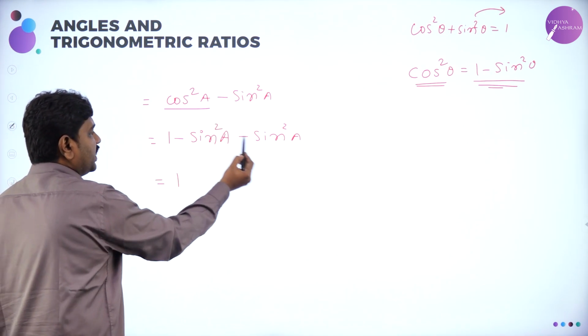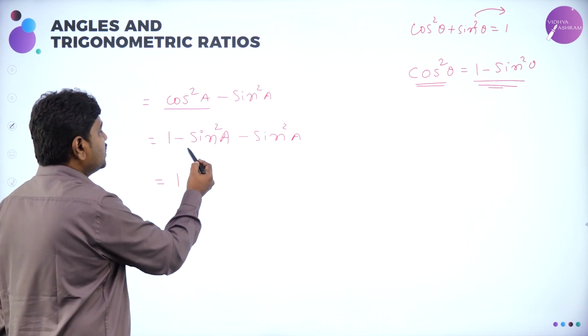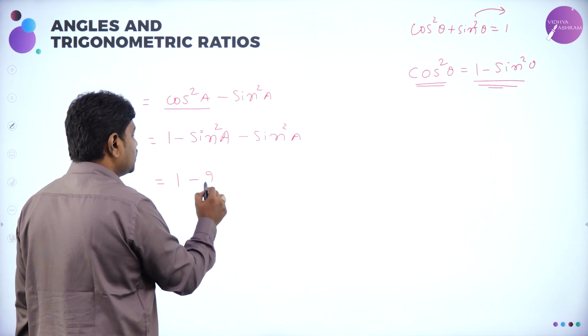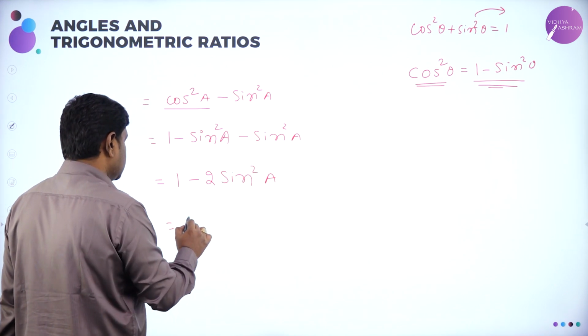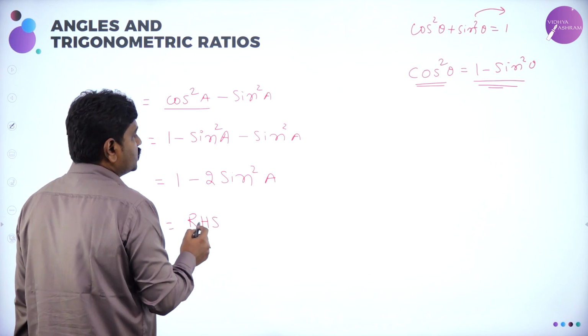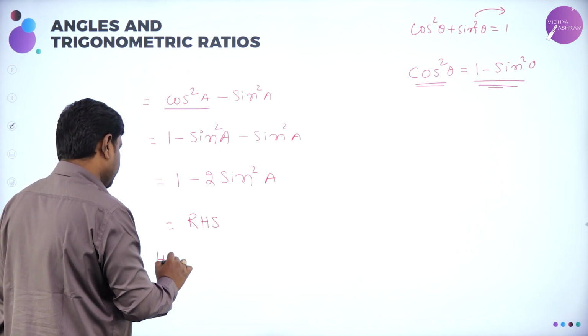So now these two are like terms. Minus a becomes minus 2a. Similarly, minus sin square a becomes minus 2 sin square a. So now this is your RHS. This is what they want you to prove. So if you see RHS 1 minus 2 sin square a, we got it. Hence the proof.